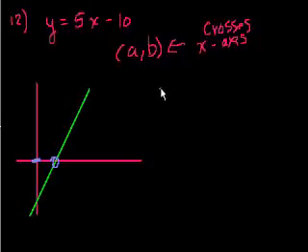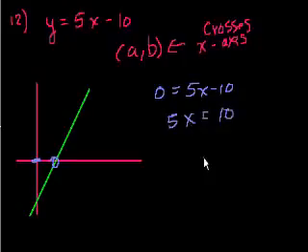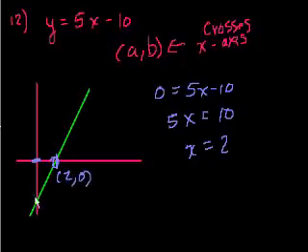So when y equals 0, we get 0 is equal to 5x minus 10. 5x is equal to 10. X is equal to 2. So this is the point right here. This is the point, 2, 0. So A, choice A is going to be equal to choice D, which is 2, which is the answer.